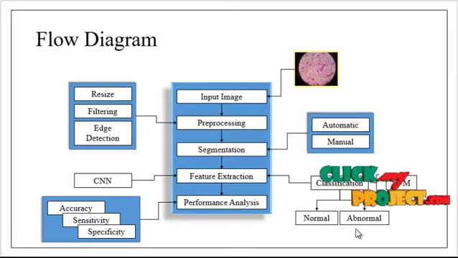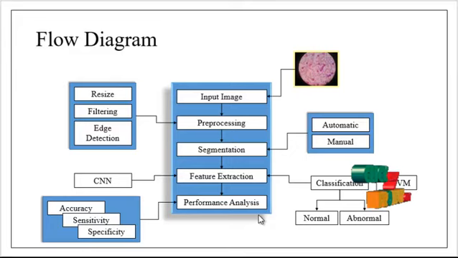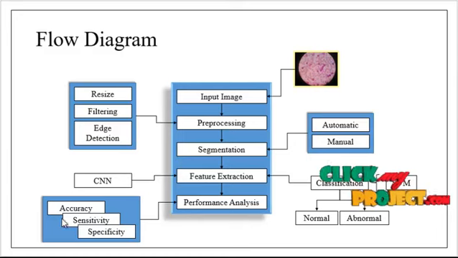After the classification, the performance analysis will be carried out in the last stage of the project. In this performance estimation, we have three kinds of performance parameters: accuracy, sensitivity, and specificity. By means of these three parameters, we can justify whether our classification is efficient or not.